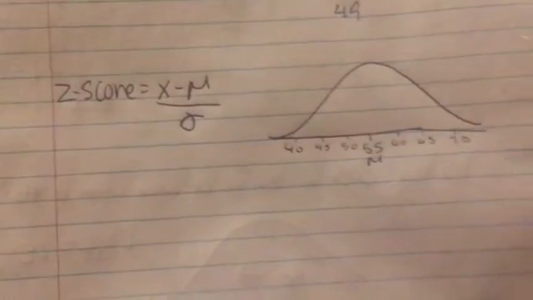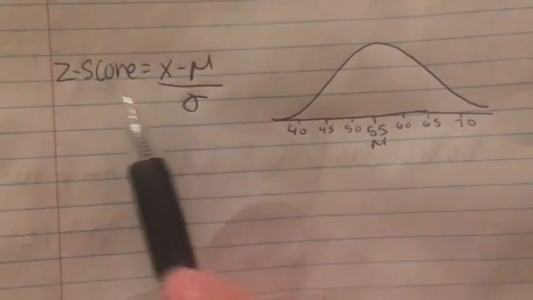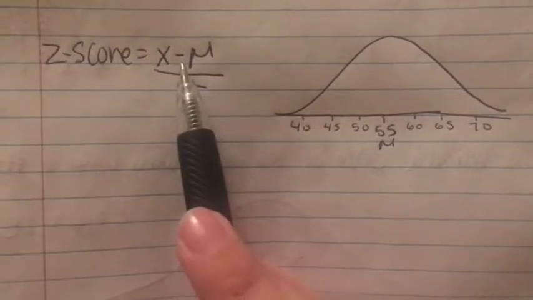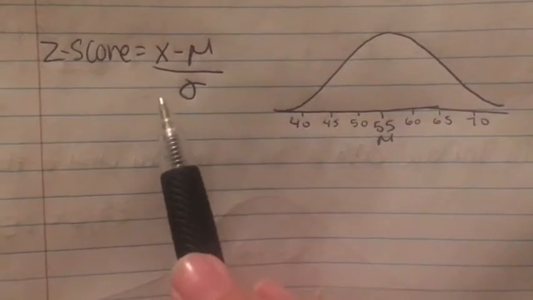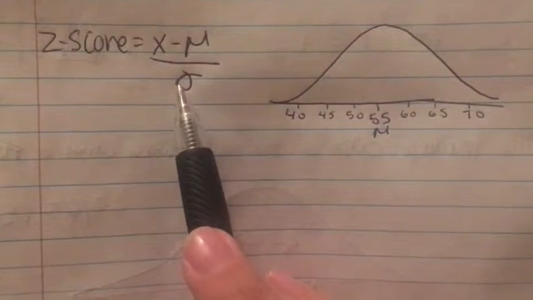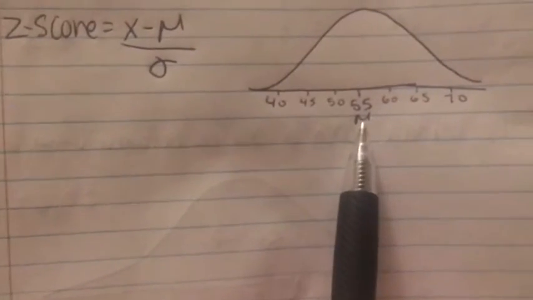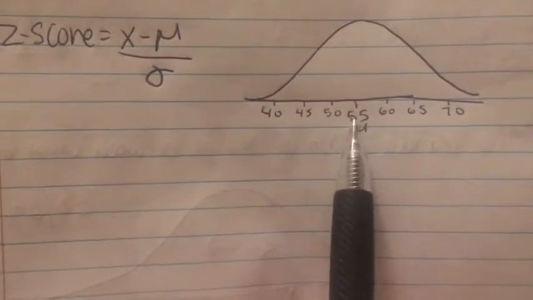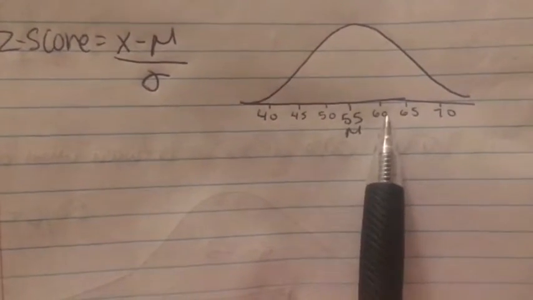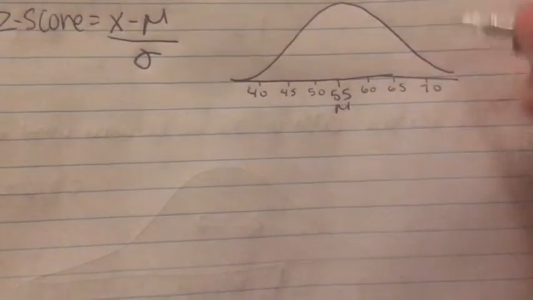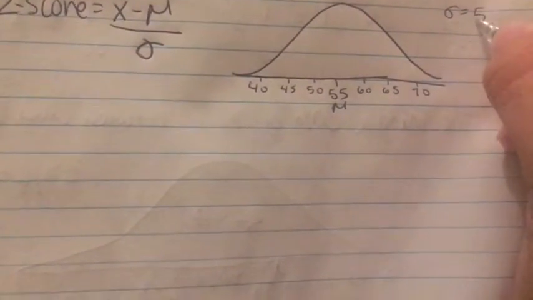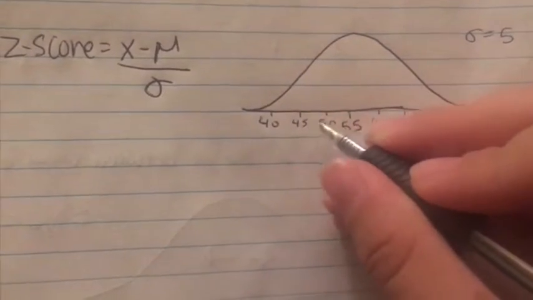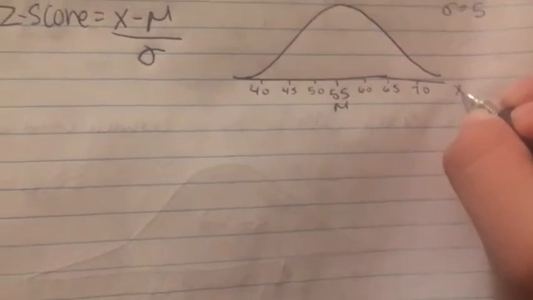To convert an x into a z-score, here's the formula for it. You have to take x minus your mean and then divide that by its standard deviation. So in this example distribution, I have a mean of 55, and since these are all going up and down by 5, that means that my standard deviation is 5. And since these are all still in their numbers, these are going by x's.